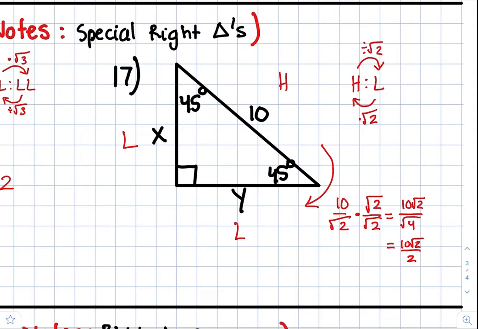Now I'll simplify this fraction. 10 divided by 2 is 5 square root 2. So this is 5 square root of 2, and if that leg's 5 square root of 2, that means this other leg's also 5 square root of 2.